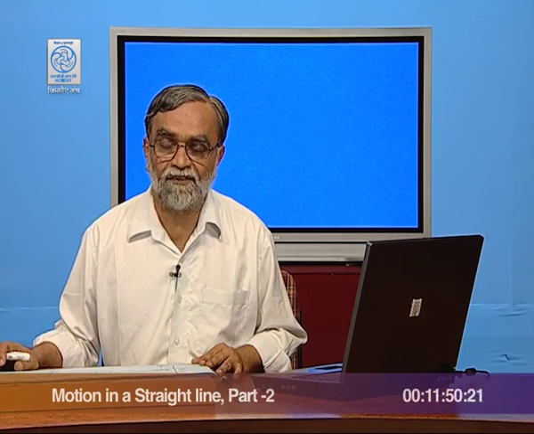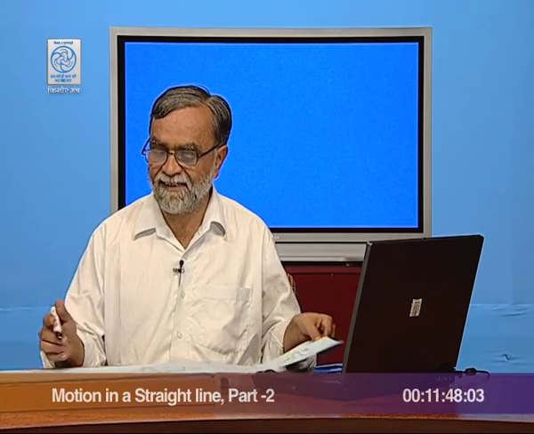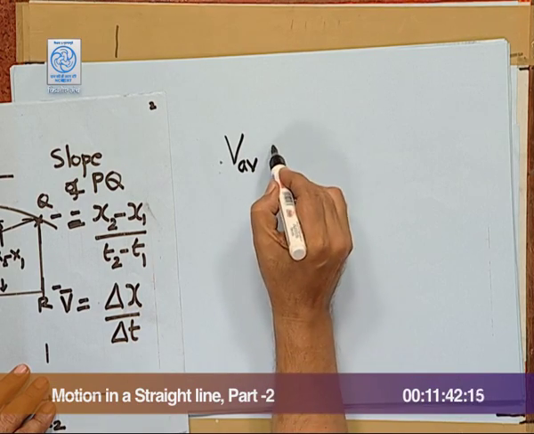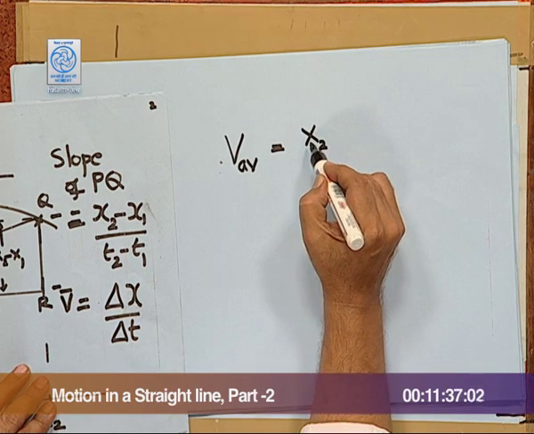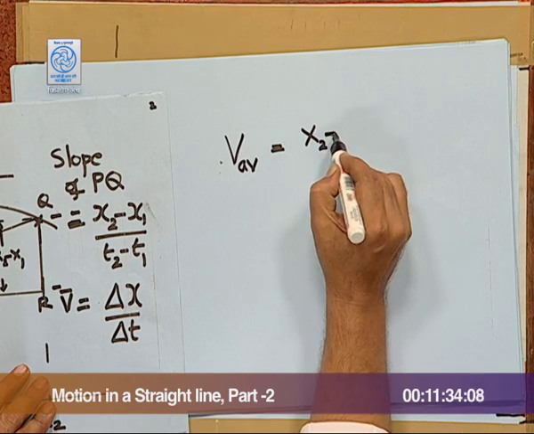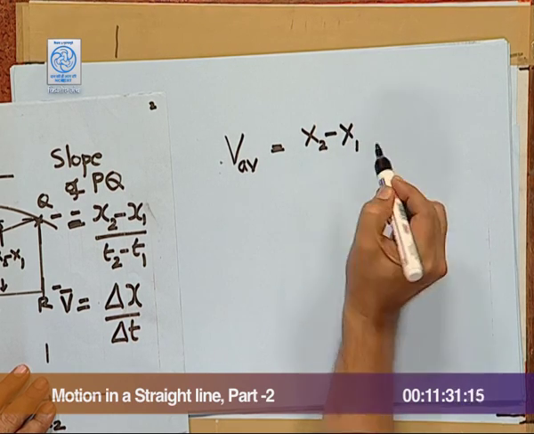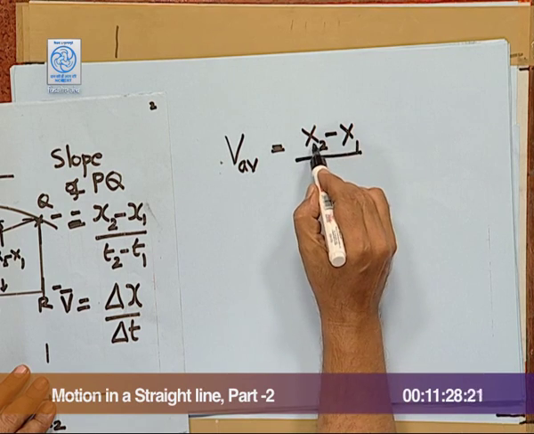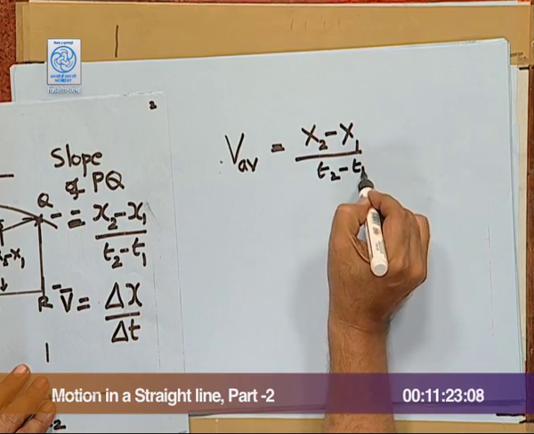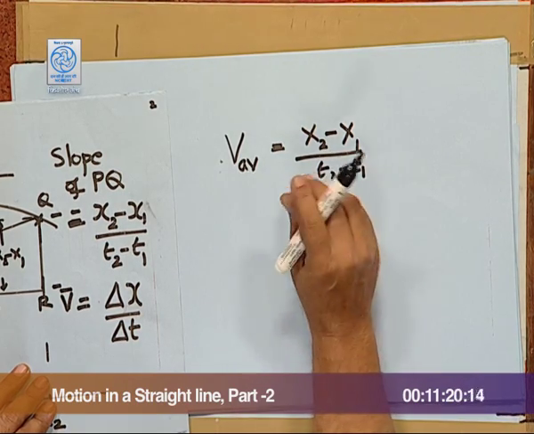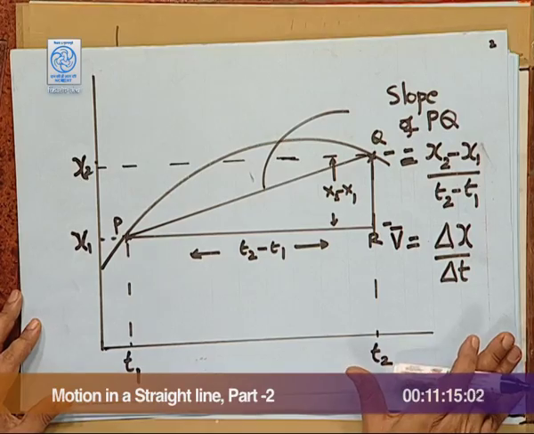Now, I told you we will define a quantity called average velocity. Average velocity, V average, is defined as the change in position. Say, for example, it is at position x2 at time t2 and at position x1 at time t1. Then we define a quantity x2 minus x1 divided by t2 minus t1, which we call average velocity.